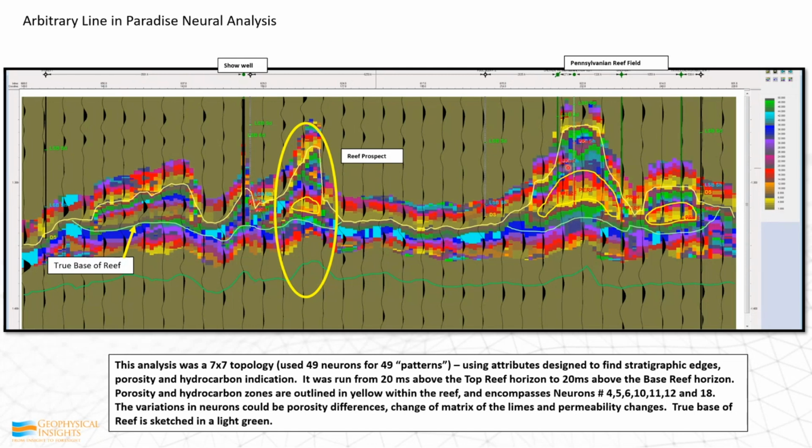But what's important is that the core area, away from the rest of the reef, which is kind of blues and greens, is where the perforations are occurring and where the production is coming from. Now, I don't see a real big area over here in the prospect, and I hardly see anything where I have my show well.